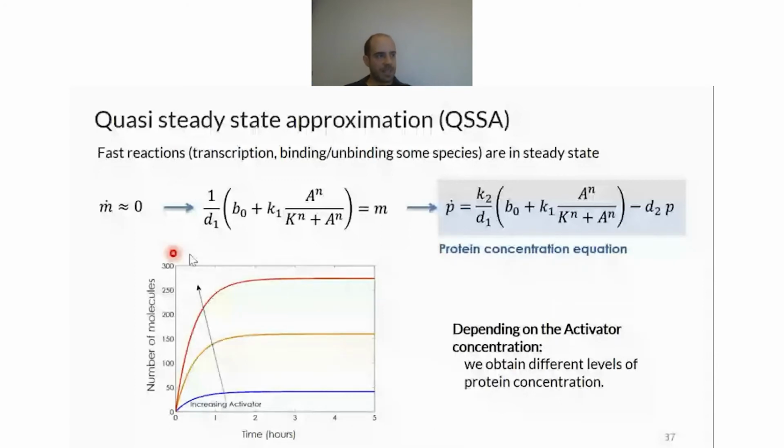We will get, for example, a plot like this one that I have down here, which I plot for different values of the activator. If I have a low level of activator, I will reach a low amount of molecules of the protein. If I increase the value of the activator, the change in the proteins will go to a higher level. If we see the final value here, depending on the amount of activator that is in the system, we will have different levels of the amount of protein in our circuit.